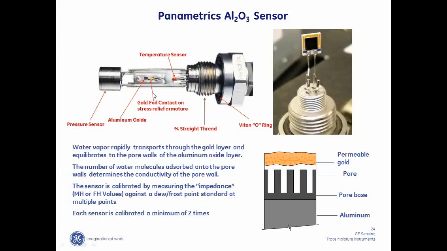These sensors can also be outfitted with an integral pressure and temperature sensor, so you can measure those parameters simultaneously and use the fundamental dew point measurement to calculate the other parameters, and very often the analyzer does that for you.